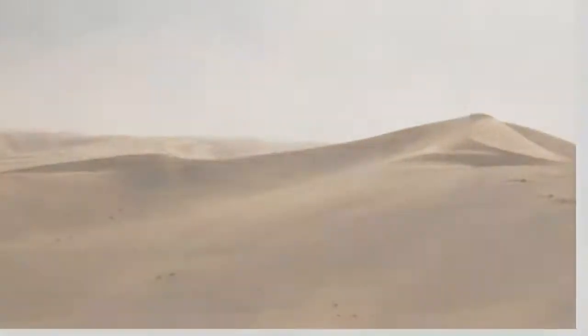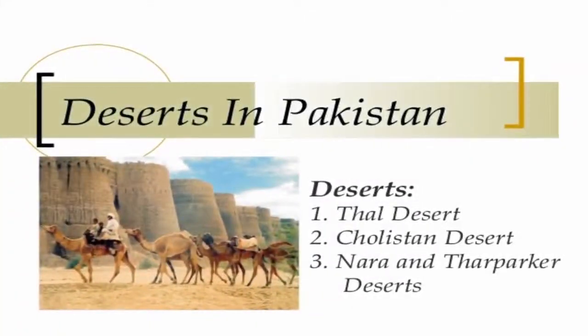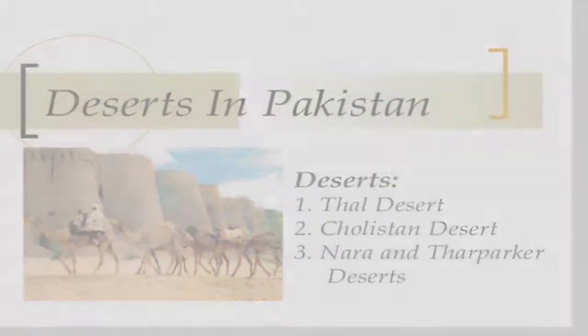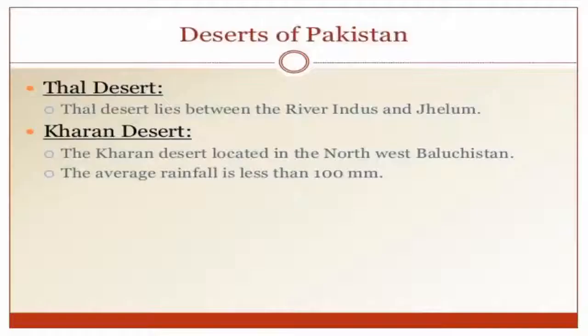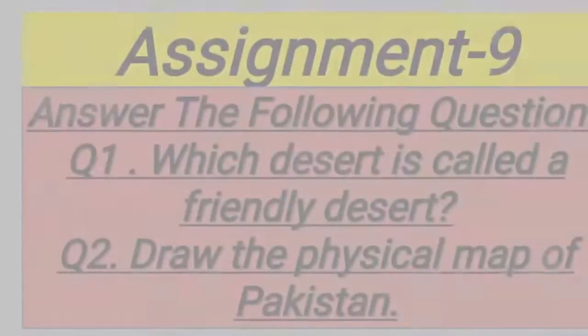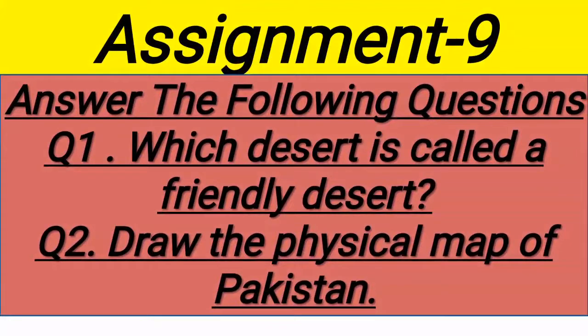So let's talk about today's assignment. Yes, guys, today we have discussed the main deserts of Pakistan. We have discussed each desert in detail, and this is the right time to talk about the assignment. Your assignment is that you have to tell me which desert is called a friendly desert. You just have to write down the name and the reason as well, because your answer shouldn't be on one line. It should be at least 5 lines, narrating the reasons. You have to tell why that specific desert is known as a friendly desert and what the reasons behind it are.